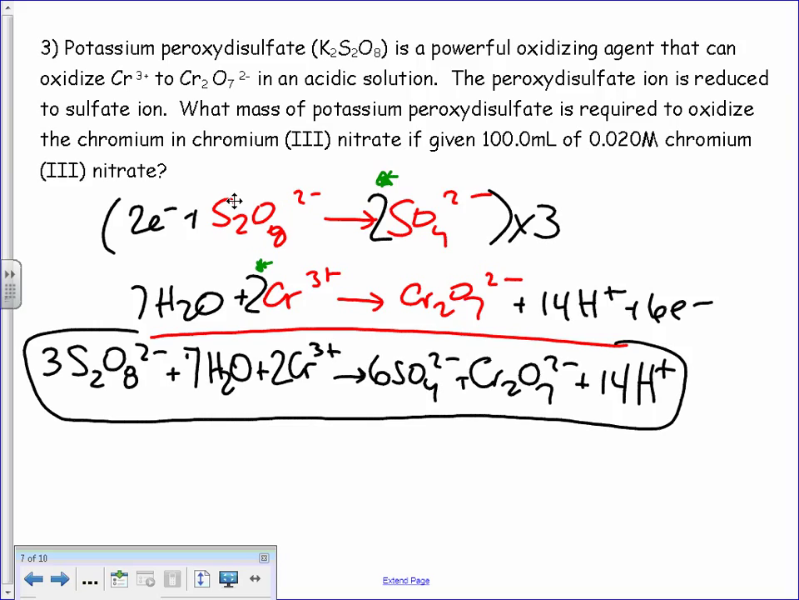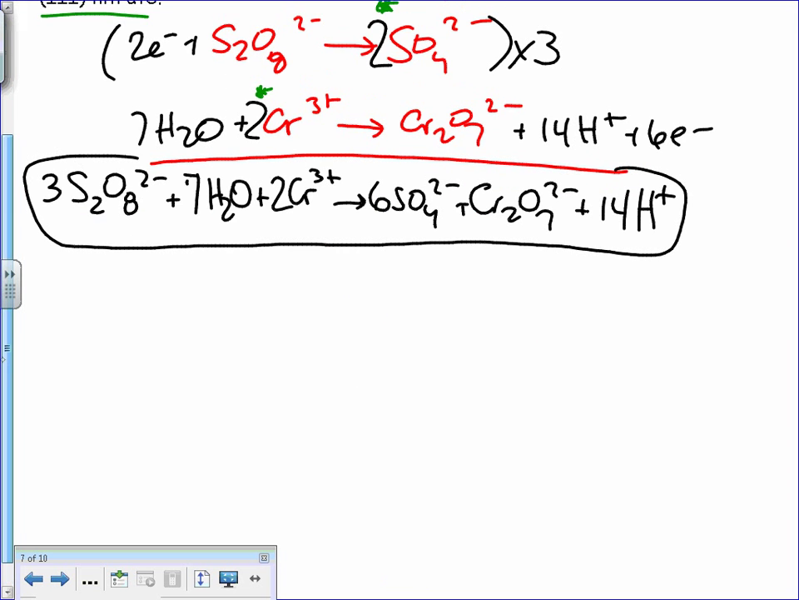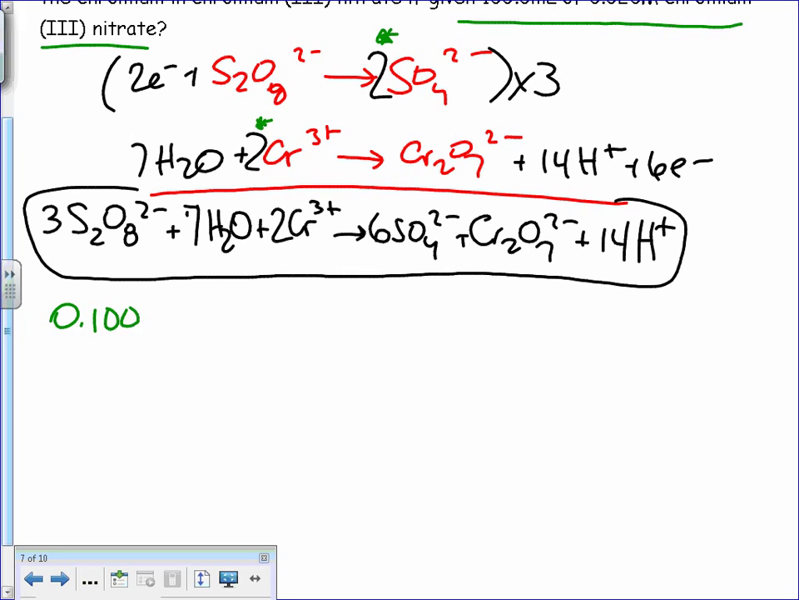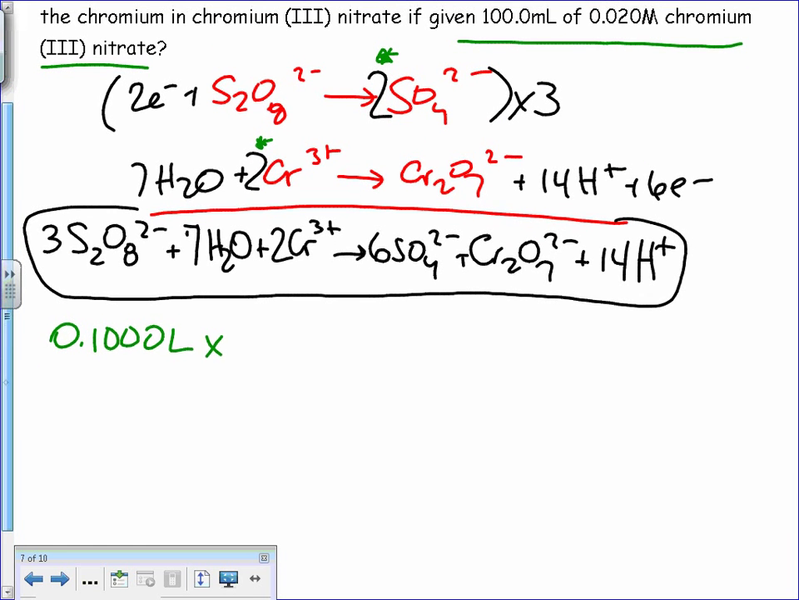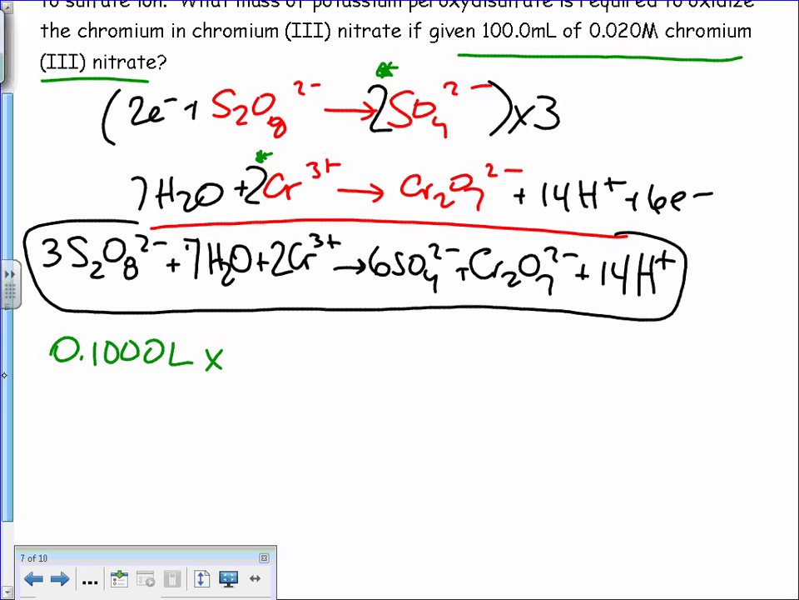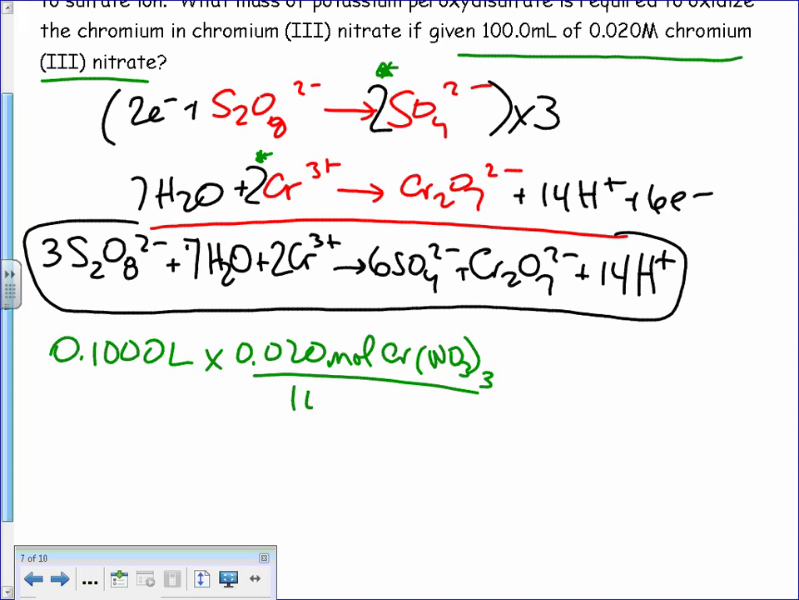So 100 milliliters, or you're going to do 0.1 liters? Okay. So you're starting with the only numbers given to you, and those are regarding chromium-3 nitrate. So if you start with that, 0.1 liters, and times that by the molarity, 0.020 moles of chromium-3 nitrate per liter of solution. Where does that really get you?